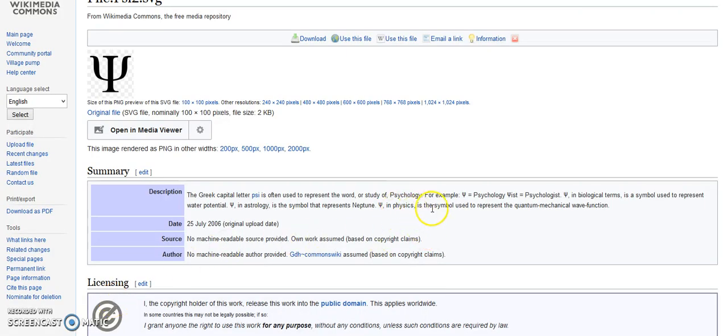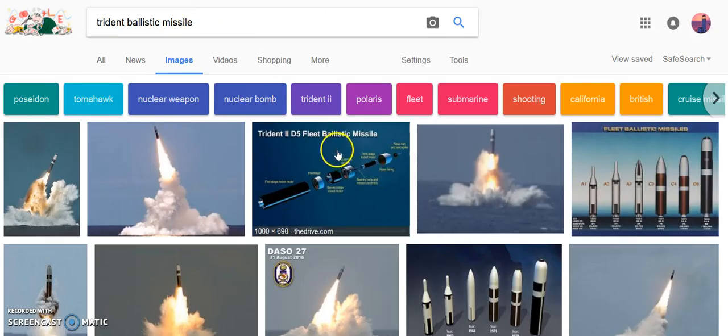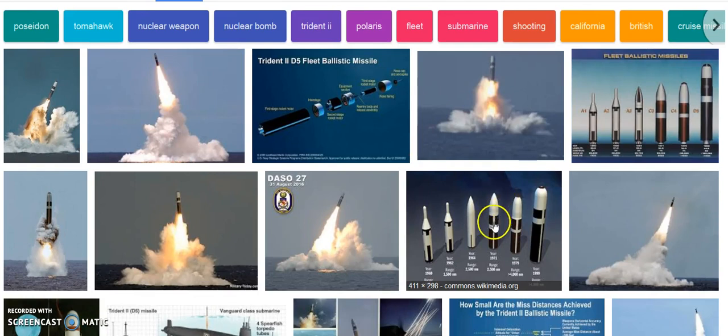Okay, and in physics, it says it's a symbol to represent the quantum mechanical wave function. Okay, and so that's why it was showing all these waves in this Google drawing. Okay, and that would also explain this point over here. It looks like a pen or a pencil, but if you look at images of the Trident ballistic missile, which I just pulled up, you see that it has that kind of a point as well.